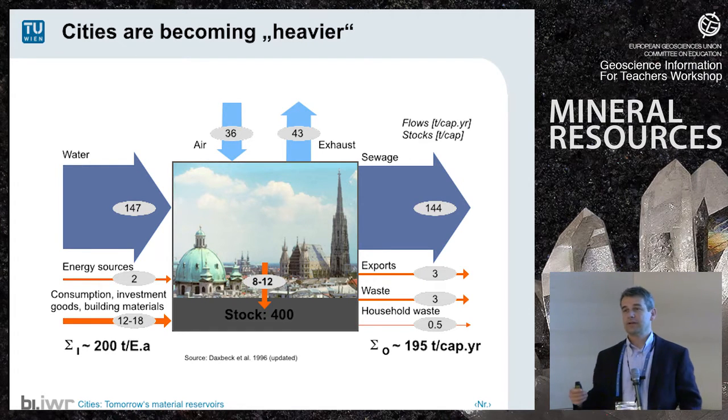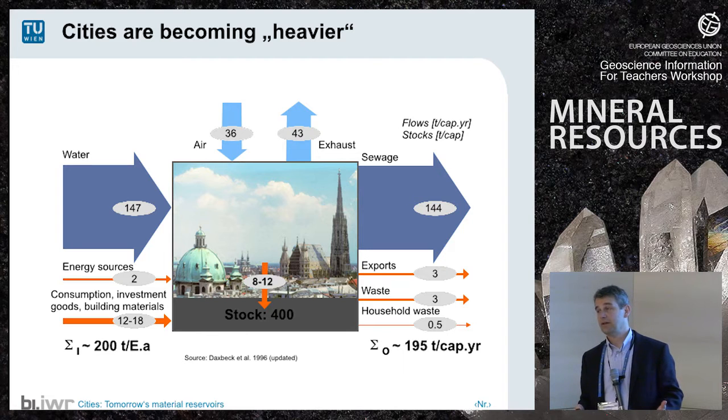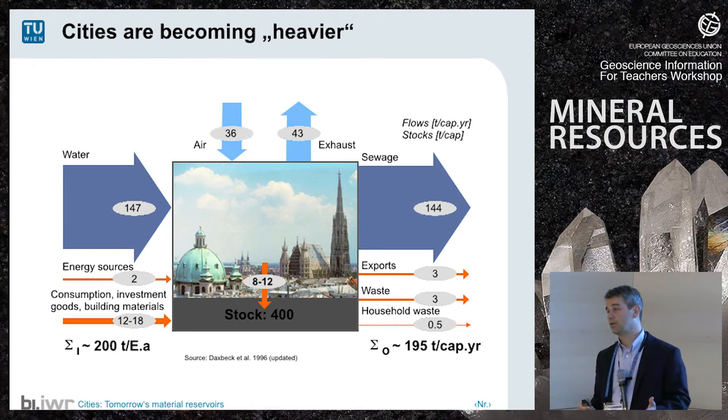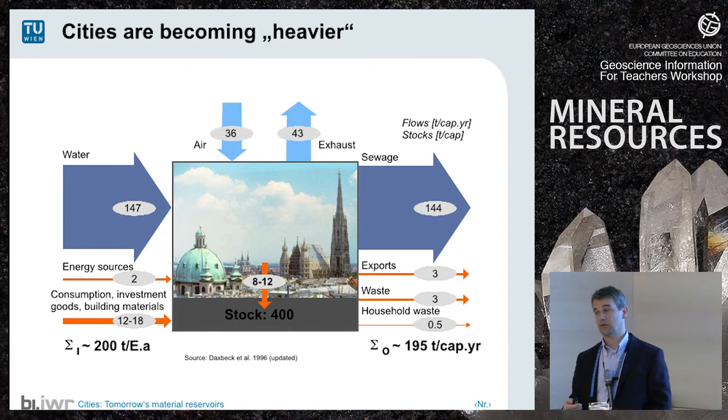If we want to calculate the weight of a city, we once did it for the city of Vienna, then the metabolism of a city is dominated by its water consumption. So these are numbers in tons per capita and year. Each Viennese person consumes around 150 tons of water per year. And all this water is discharged to the river Danube via the sewage. It's purified water, wastewater. This is the water that the citizens of Vienna use, but also the industry and commercial enterprises.